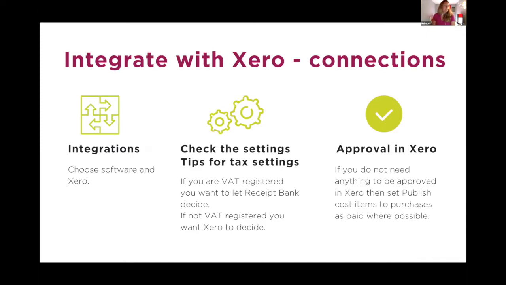Check the VAT settings. If you're VAT registered, you always want Receipt Bank to decide that, because it extracts the VAT information and will push that through into Xero. Whereas if you're not VAT registered, your Xero will be set as no VAT. So once that receipt goes through, although it may have extracted that VAT amount, it won't split it out in your chart of accounts or your profit and loss, etc.